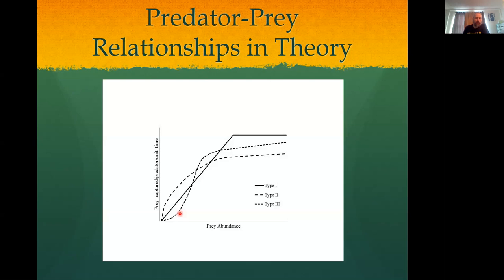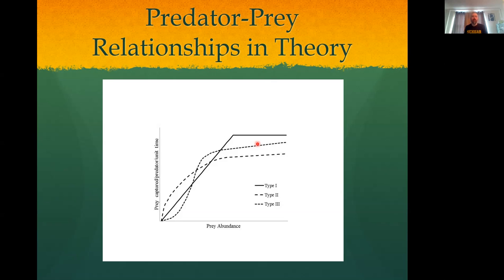Here we've got three different models for functional response. Okay, type 1 here in the solid line, type 2 in the broad dashed line, and then type 3 in the tight dashed line. And what we're seeing here is basically three different relationships between predators and their prey.